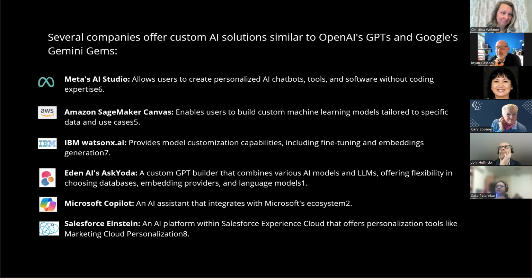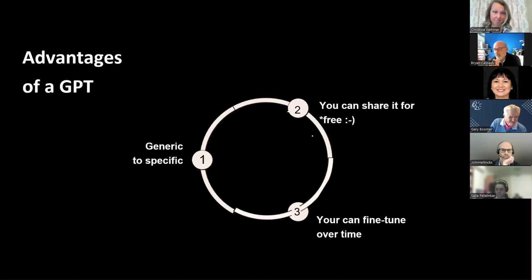You have a whole bunch of different companies that offer the same type of thing. You have something from OpenAI that does this. You could have something from Google Gems. Meta does it. Amazon does it. IBM does it. Eden AI, I don't even know who that is. Microsoft Copilot and Salesforce can all make these types of cool things. I prefer the use of OpenAI for 2 reasons. One is it's really, really simple to make. And secondly, you can share it for free. And it actually works pretty well out of the box.